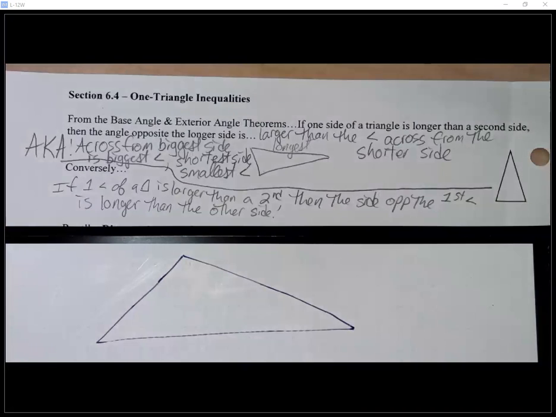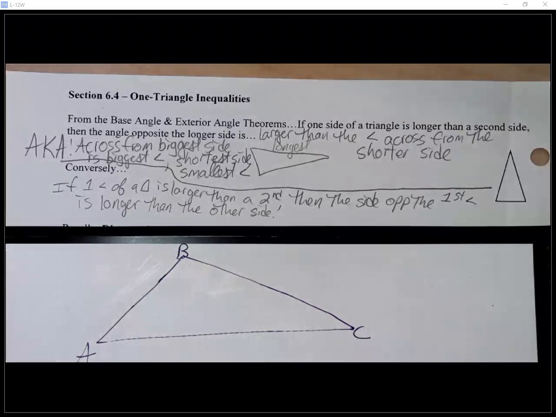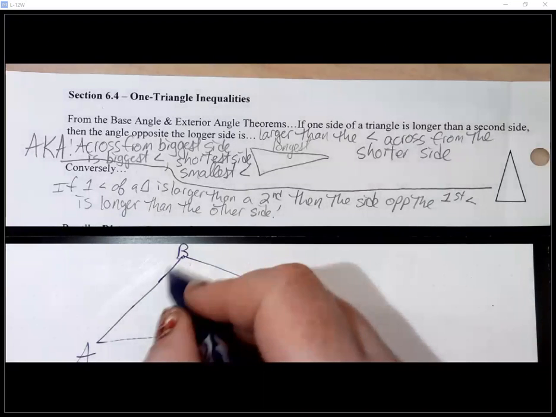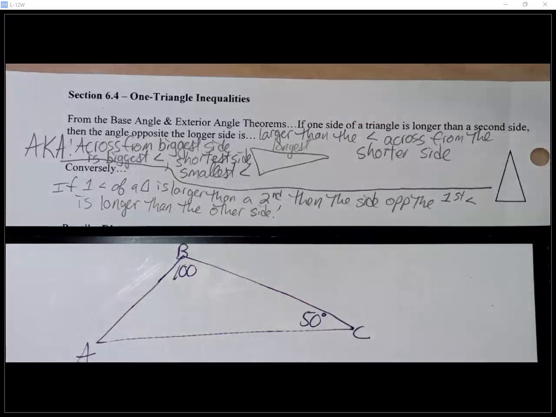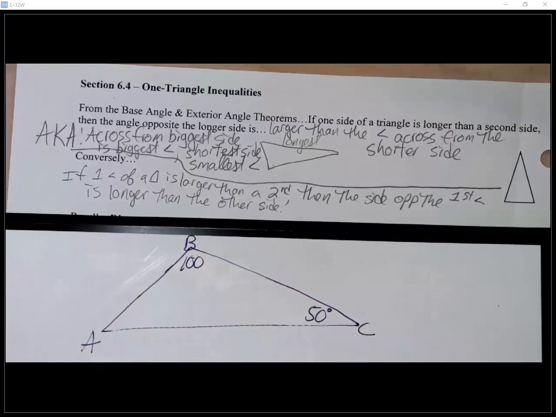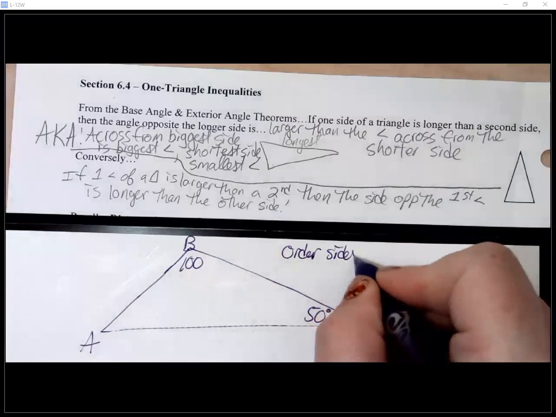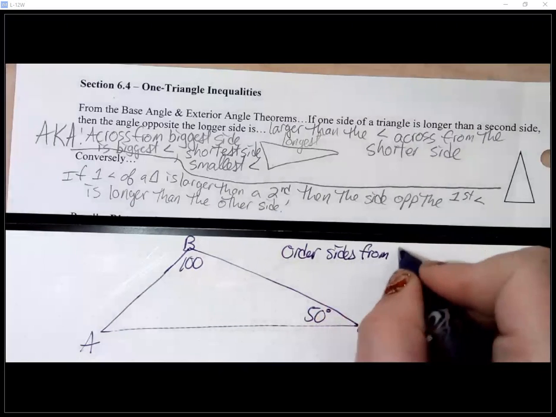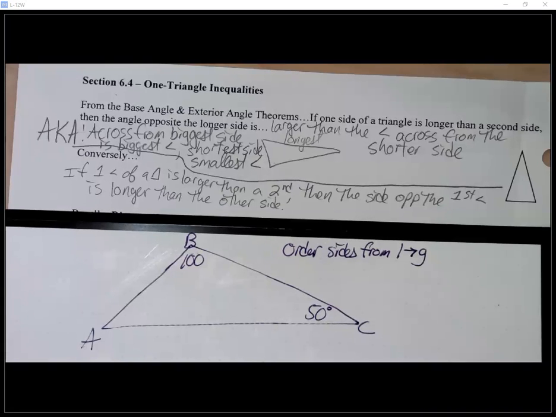All right, so let me label my vertices here, A, B, and C. So let's just say I put in 100 here, I put in 50 here. And I said to you, okay, I want you to order the sides of this triangle from least to greatest. So first thing you would have to do in something like this is find that third angle. Don't do anything until you know what all three angles are. So my third angle would have to be 30, of course.